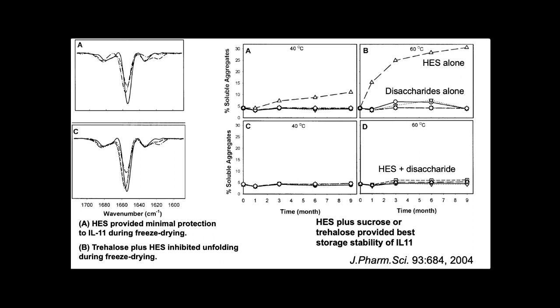And then if you have both the polymer to increase the glass transition and the disaccharide to stabilize the native structure, you get outstanding stability of this protein. Almost no aggregation after 9 months at 60 degrees storage of the dried formulation.